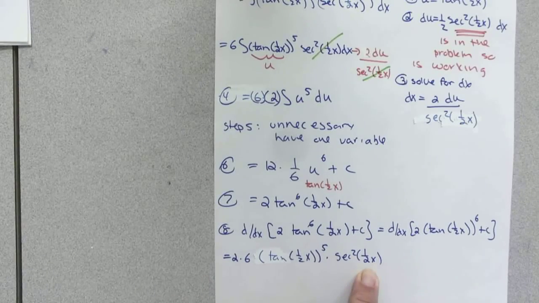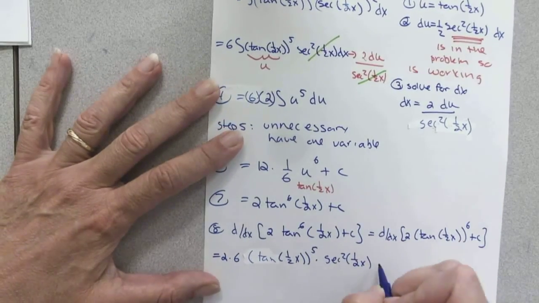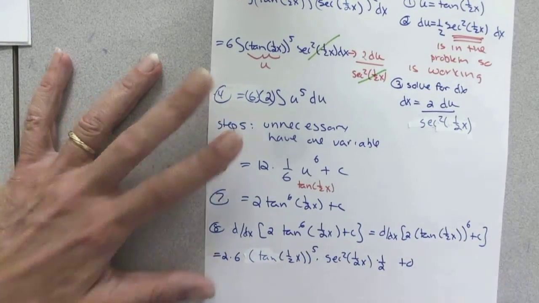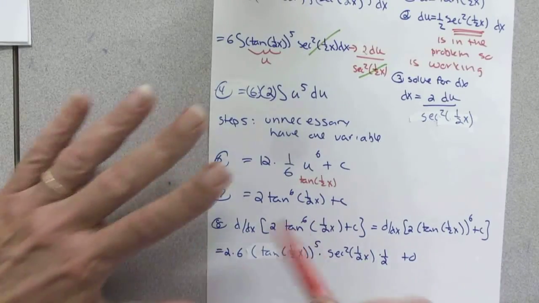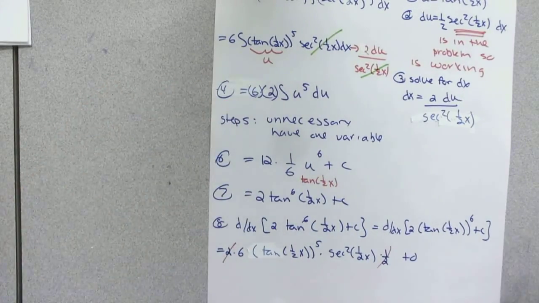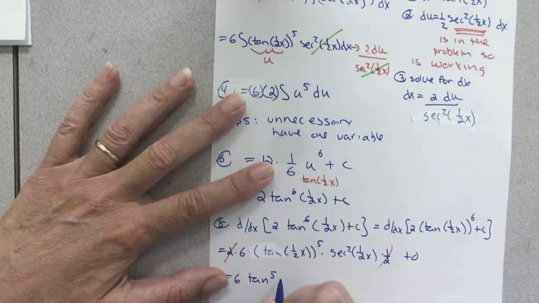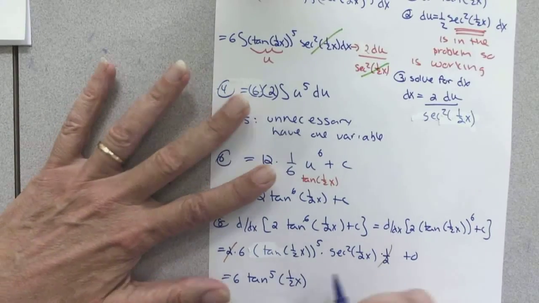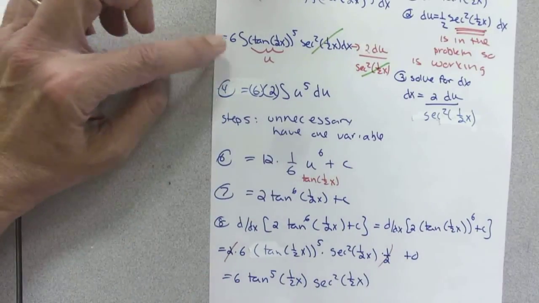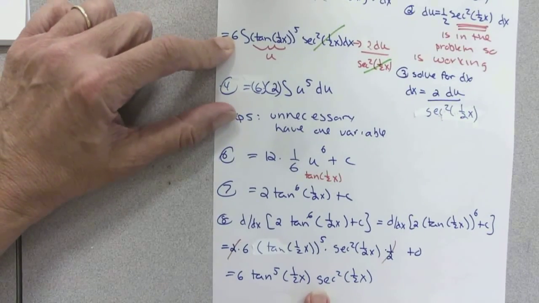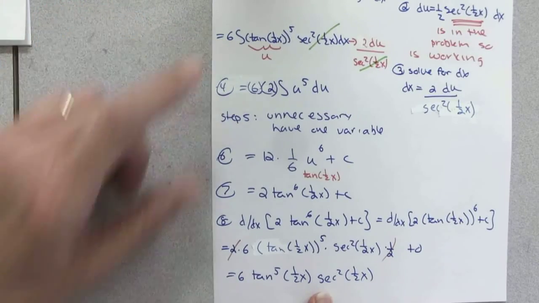Now another chain rule times the derivative of the inside, derivative of that 1/2 x, 1/2, and then derivative of that c on the end would be 0. The 2 and the 1/2 cancel, and I've got 6 tangent to the 5th, 1/2 x, secant squared, 1/2 x. And that was the original problem. There's the original problem up there. There's my answer, so it absolutely checked.